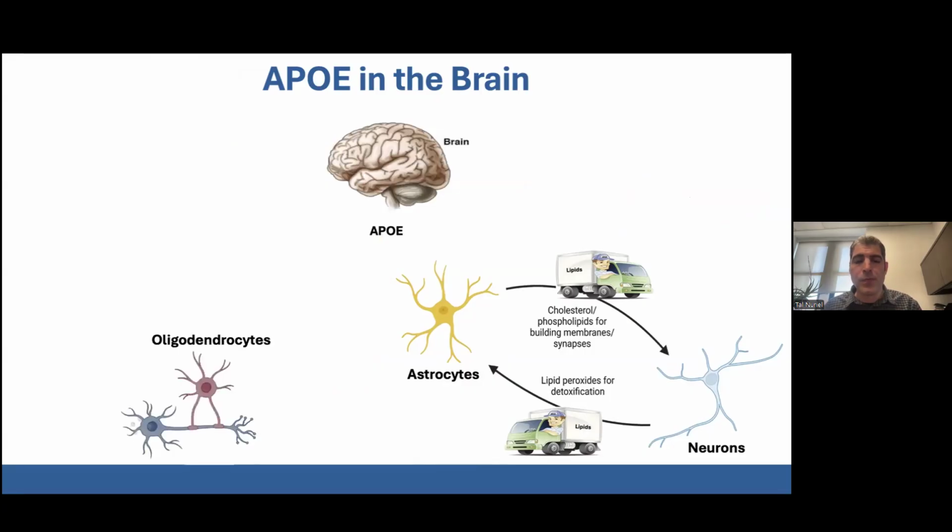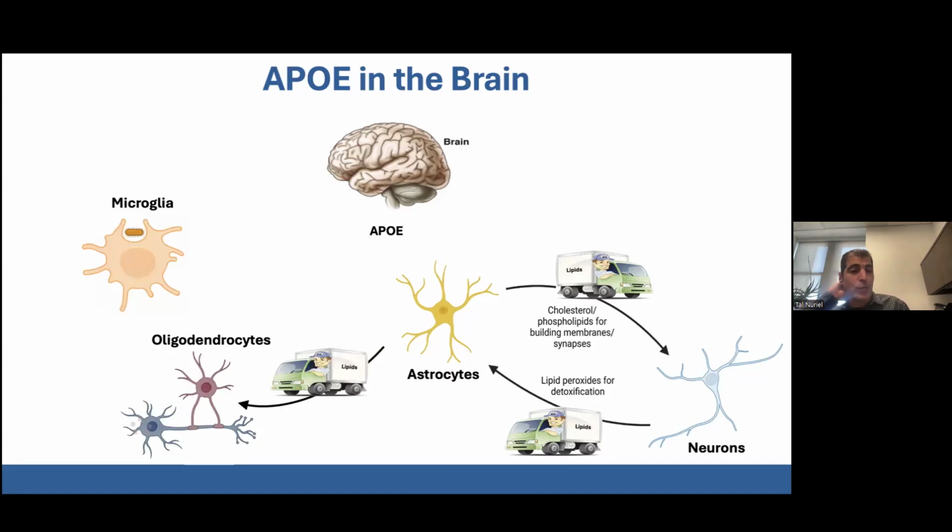Then there are oligodendrocytes, the cells that create the myelin sheath around the axons of neurons to help the electrical signal travel farther. Those myelin sheaths are mostly cholesterol, so ApoE needs to bring the cholesterol to the oligodendrocytes.